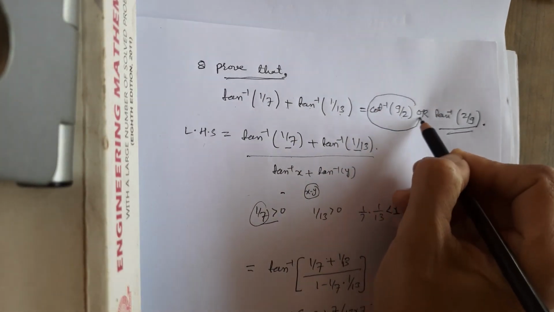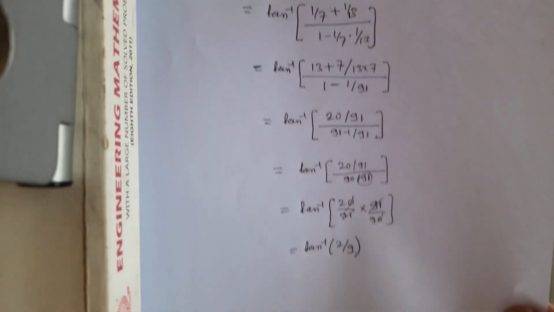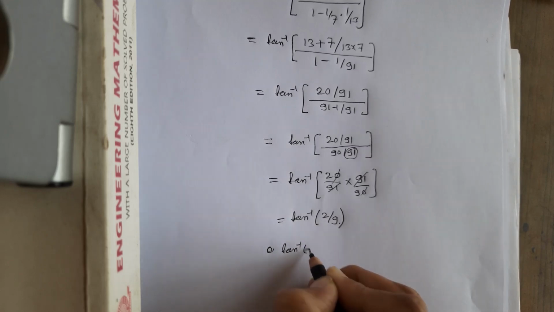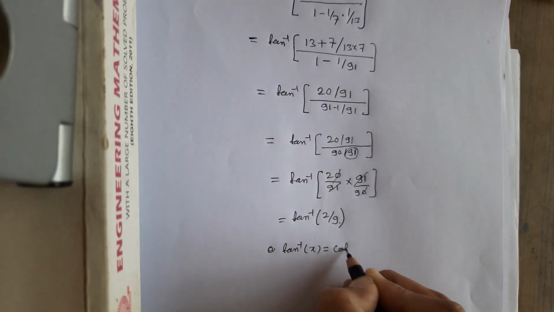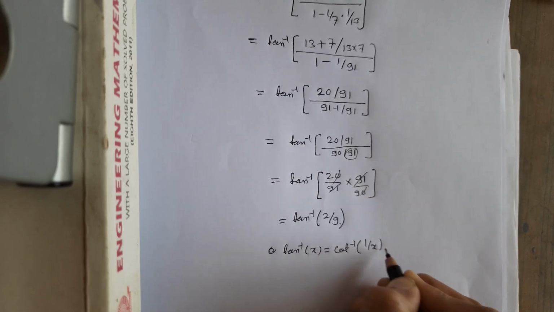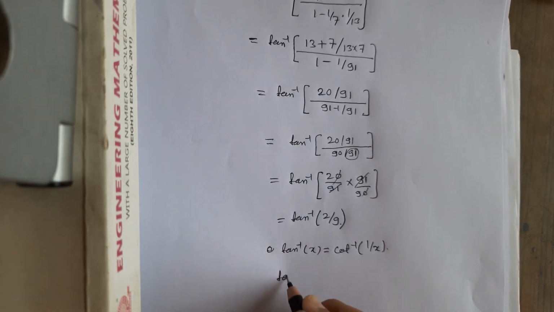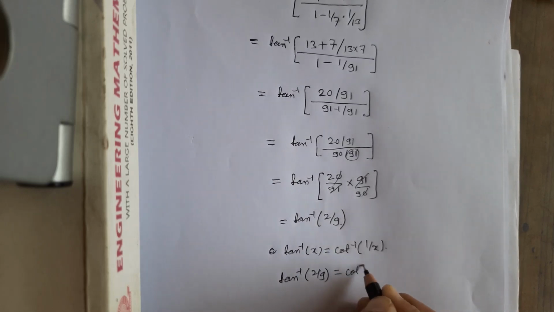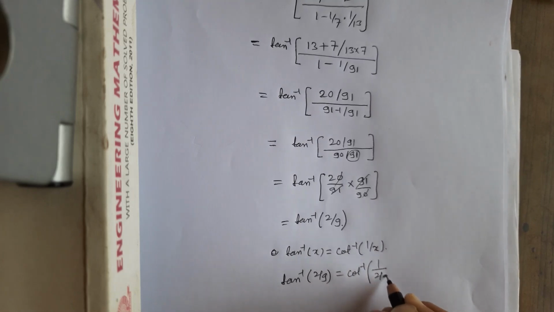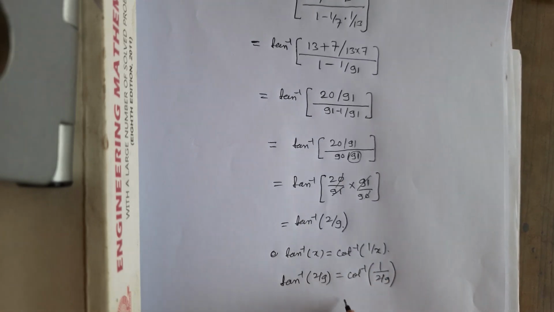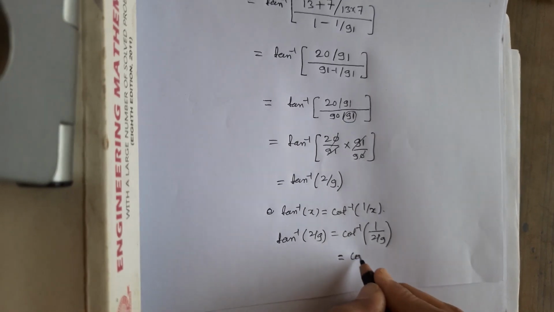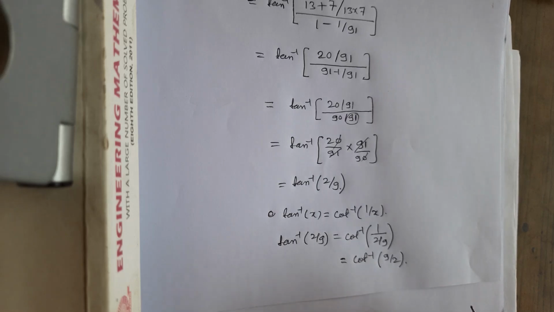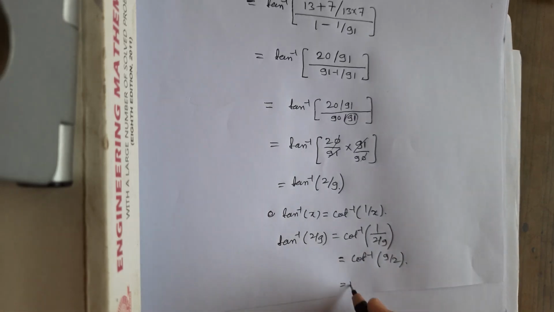Now how will I show cot inverse of 9 by 2? I am going to use one more property that we have seen, that tan inverse of x is equivalent to cot inverse of 1 upon x. So tan inverse of 2 by 9 will equal cot inverse of 1 upon 2 by 9, and this 1 upon 2 by 9 we can write as 9 by 2, so cot inverse of 9 by 2. Okay, so that's how we prove it.